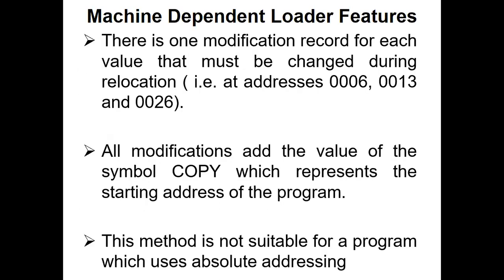So you realize that here we will write only 3 modification records. The one for the instruction at 0006 will be M 000007, then the number of half bytes is 05, plus COPY. The one at 0013 will be M 000014 05 plus COPY. The one at 0026 will be M 000027 05 plus COPY. So all modifications will add the value of the symbol COPY, which represents the starting address of the program.